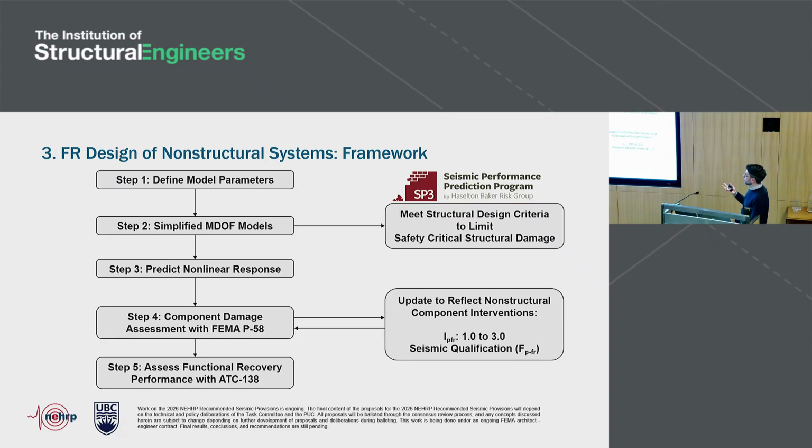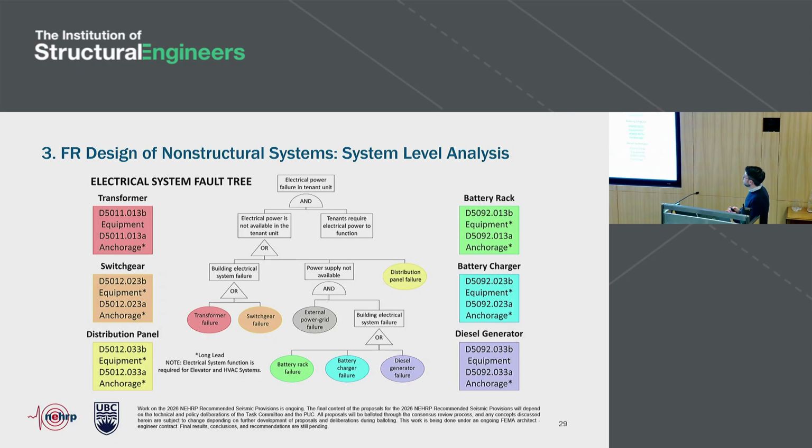What we wanted to do is understand how these buildings perform if you introduce the seismic qualification of equipment for the FPFR levels that I introduced, or what happens if we vary IPFR. In this case, we explored values from 1 to 3 to understand how that would minimize the probability of extensive recovery times. And what's also different in step 5 is that we're no longer just looking at safety critical damage. We're now explicitly evaluating recovery time using this ATC 138 framework that I previously introduced.